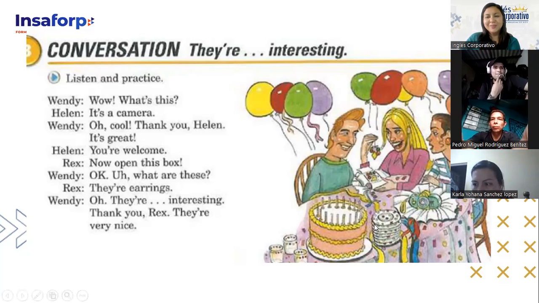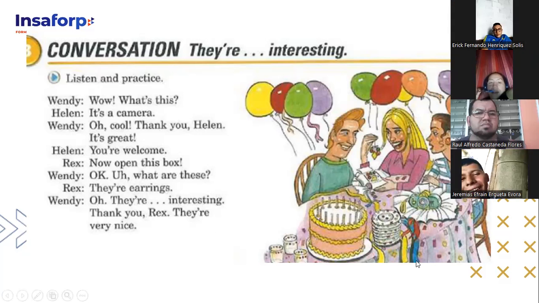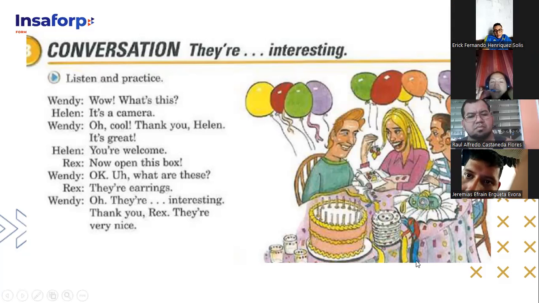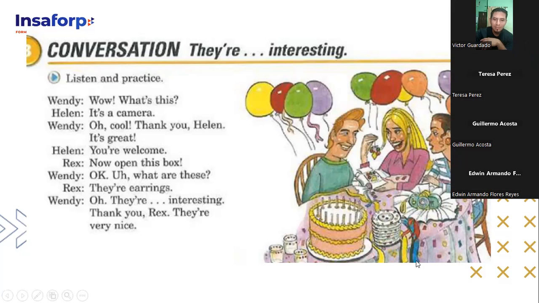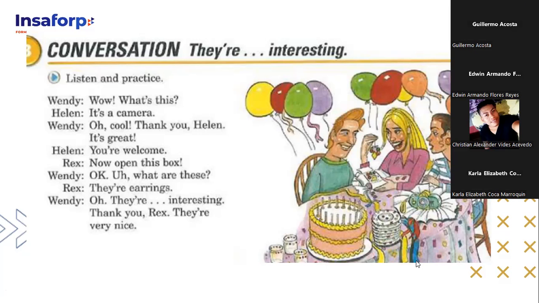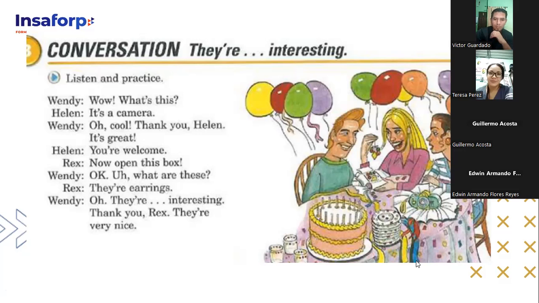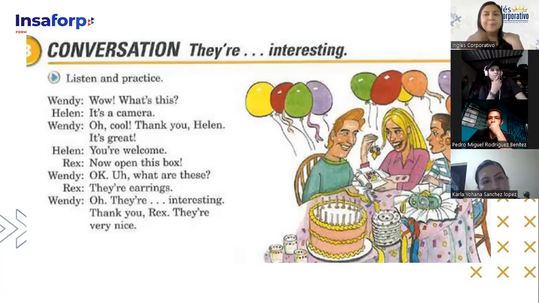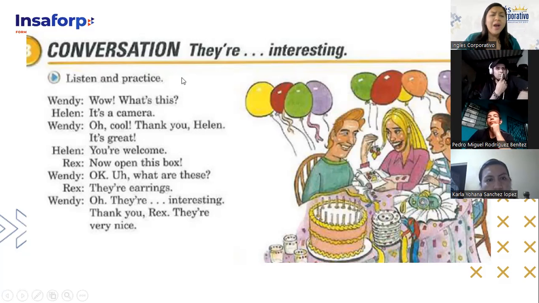A ver, chicos, participemos, así vamos a aprender más, no nos vamos a dormir, no nos vamos a aburrir y vamos a aprender más. No tengan miedo, yo les ayudo a pronunciar. Bueno, la voy a leer yo primero para que sepan cómo es la pronunciación. ¿Ok? Y después alguien más la hace. La hacen tres más.